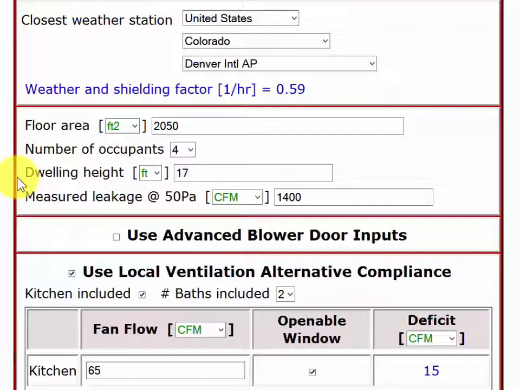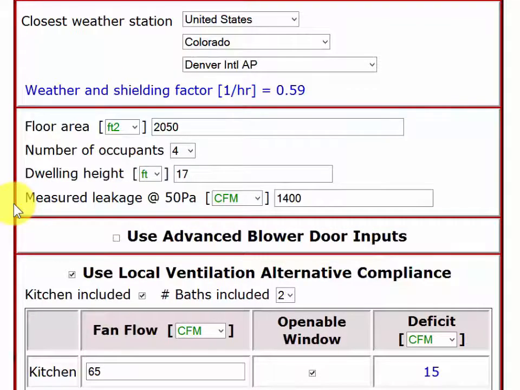The next input in the building data section of the tool is building height. The standard assumes 2.5 meters as the height for one floor. If you convert that to feet, that is 8.2 feet. I have put 17 feet in this example.